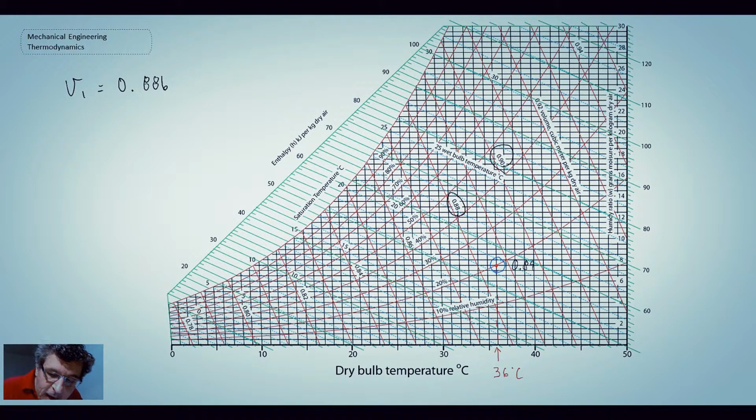The other value that I want to strip off, and I'll do this in red again, is the specific humidity. I'm going to move over to the right-hand side, and you can see we're coming in just below 8. We have 6 here, that would be 7. So we're probably right around 7.5. So the specific humidity at 1 is 0.0075. So we have those two.